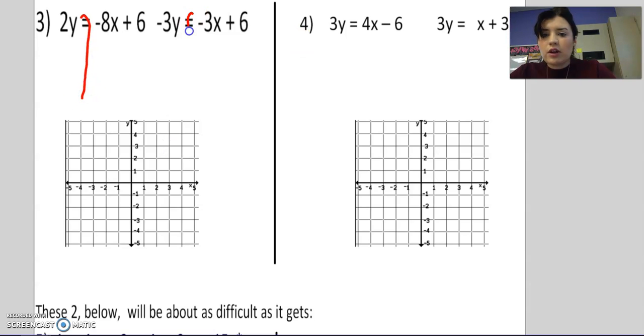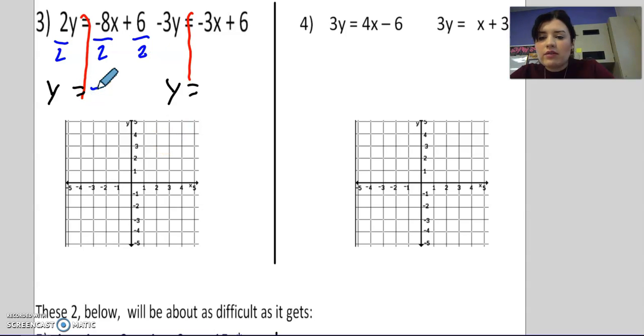So now we're going to solve for y again. We want that y equals. For number 3, we still need y by itself. There's no x to move, it's already over there on the right. So now we just have to divide by 2. When we divide by 2, we divide the negative 8 and the 6. Negative 8 divided by 2 is negative 4x, and 6 divided by 2 is a positive 3.